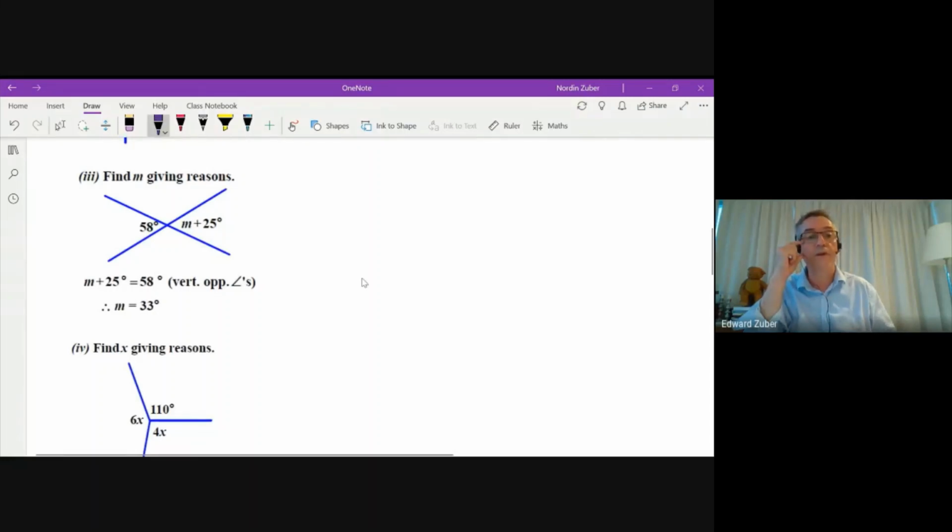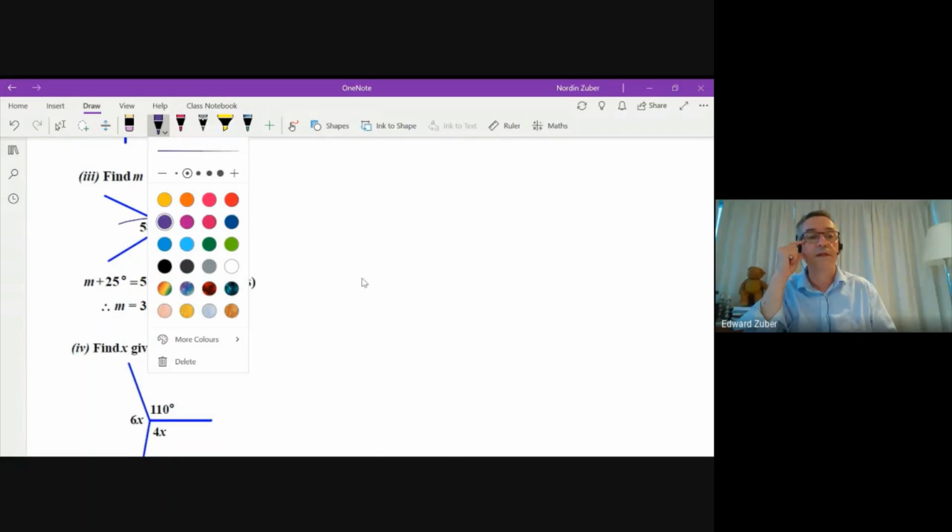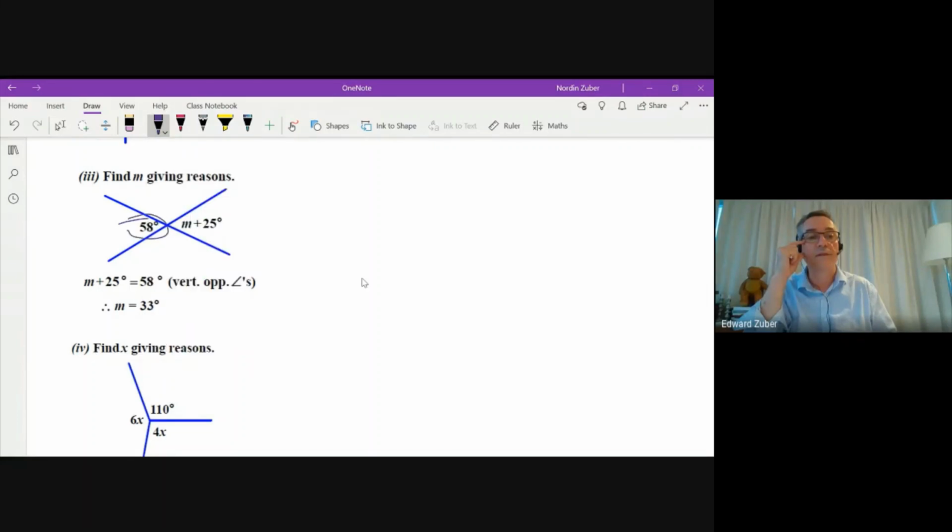Here's a slightly harder one now. Can you see the vertically opposite angles? Yeah, they're clearly vertically opposite angles. So that must be 58. That must be 58. Now look at the reasoning here. It's a little bit different. m plus 25 is equal to 58. That's what we see. We know that m plus 25 must be 58.